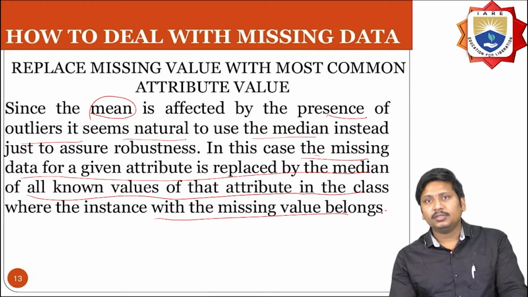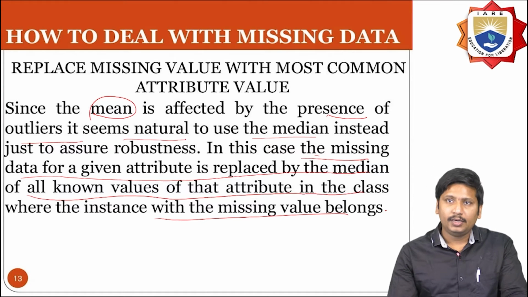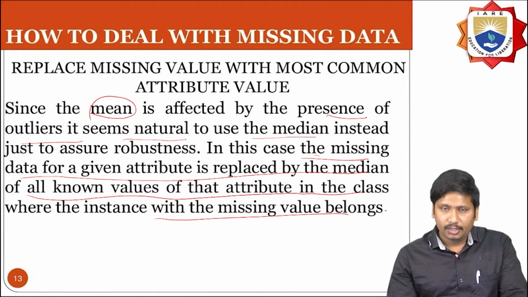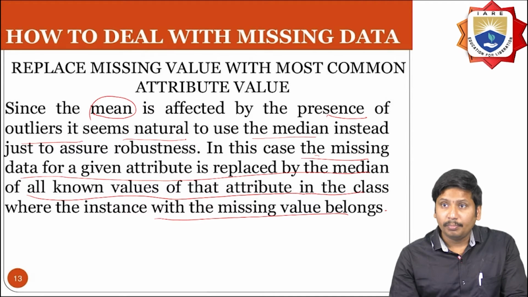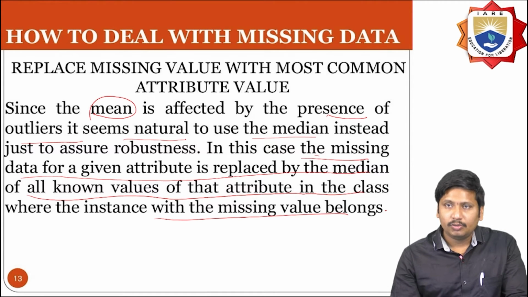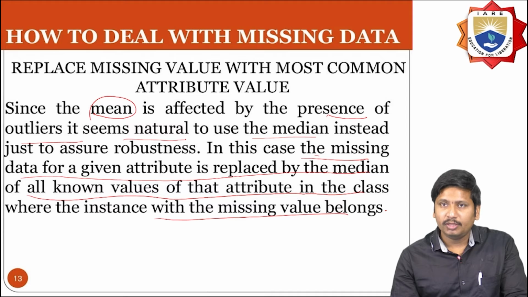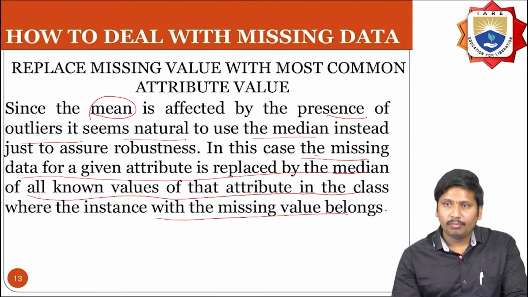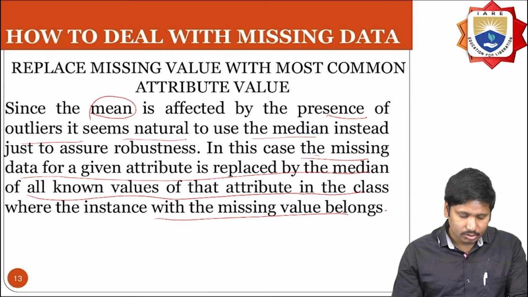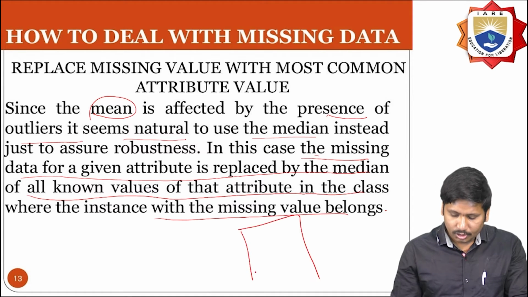Right. So this is another way where I can handle the missing data with the median value. The previous two examples deal with the mean value, whereas here, instead of the mean, I can replace the missing value with the median. So let's suppose this is the table. I'm having some values here.